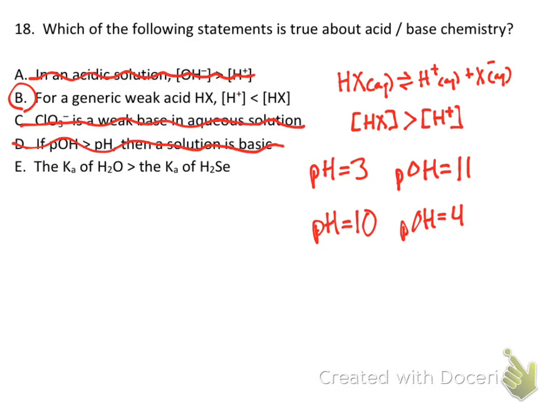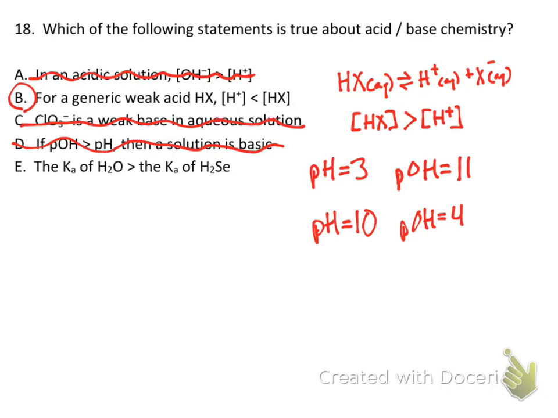pOH. Because p means the negative log of something, the smaller the value of pH, the more hydronium you have. The smaller the value of pOH, the more hydroxide you have. So if pOH is greater than pH, that means that you have more H+, and you would indeed have an acidic solution, not a basic solution.